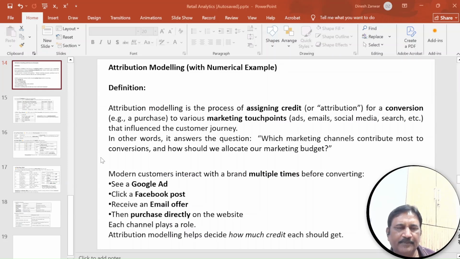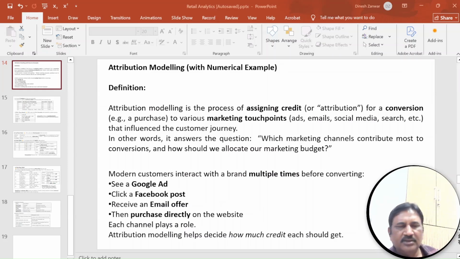Management takeaway from the discussion we have done: insight and what managerial action will be taken. Awareness channel: Facebook drives the discovery. The managerial action will be to continue social media investment for reaching. Then email consistently closes sales. Prioritize email automation and personalization. This is the managerial action.